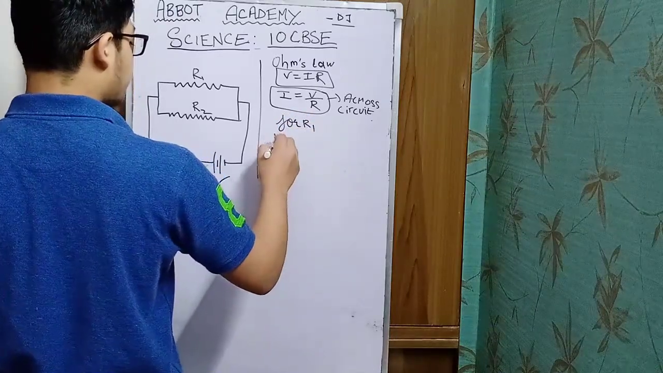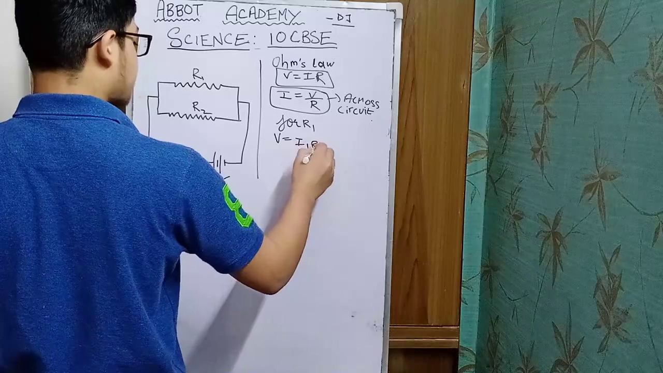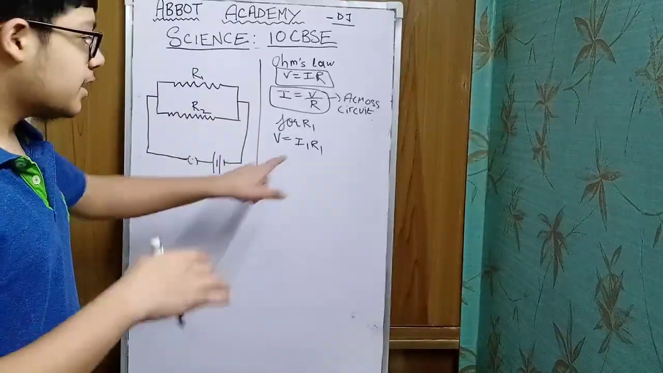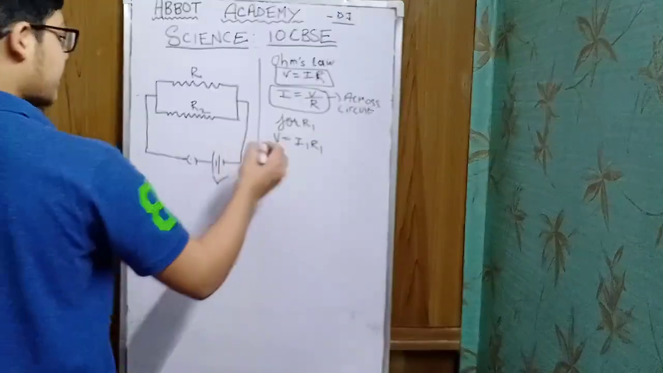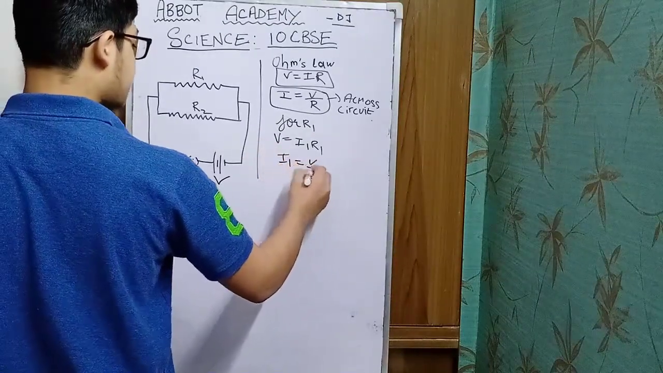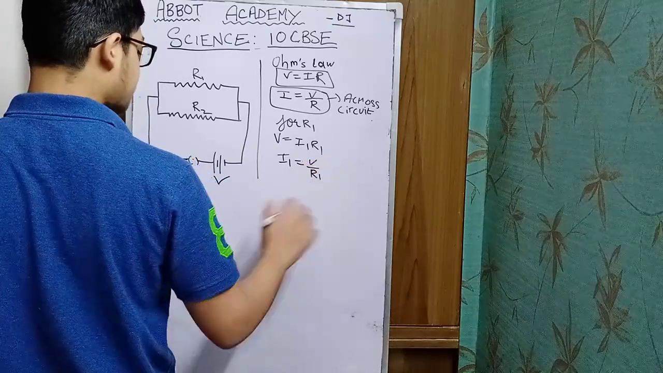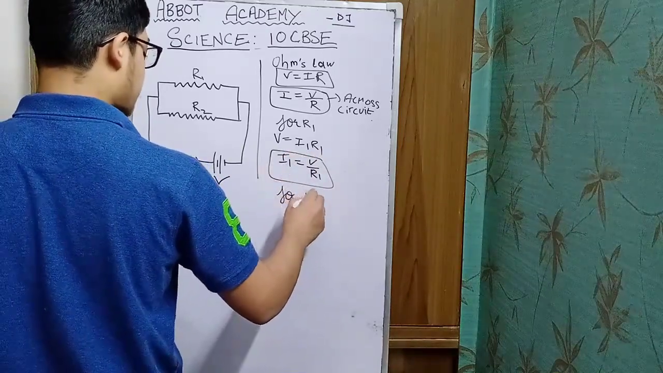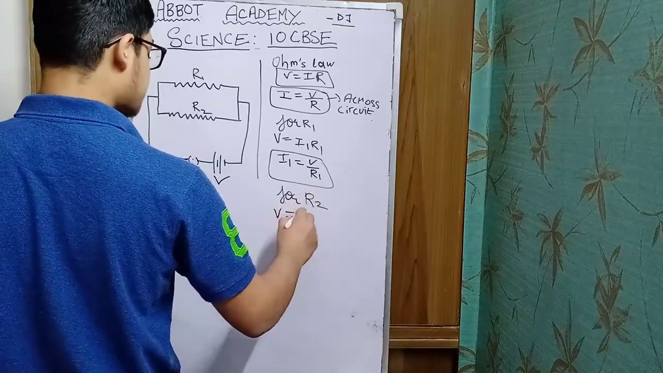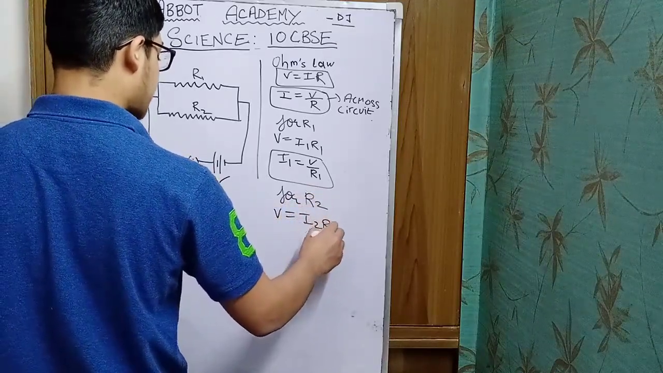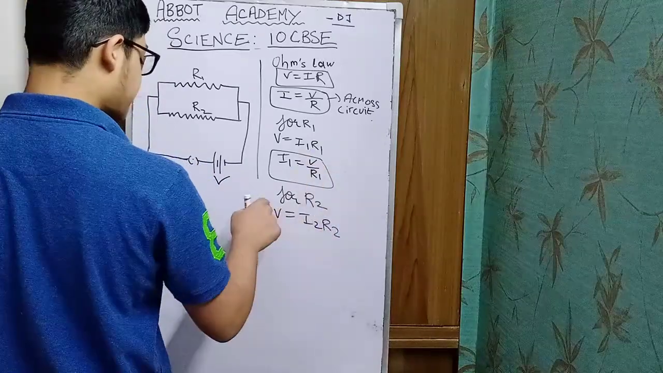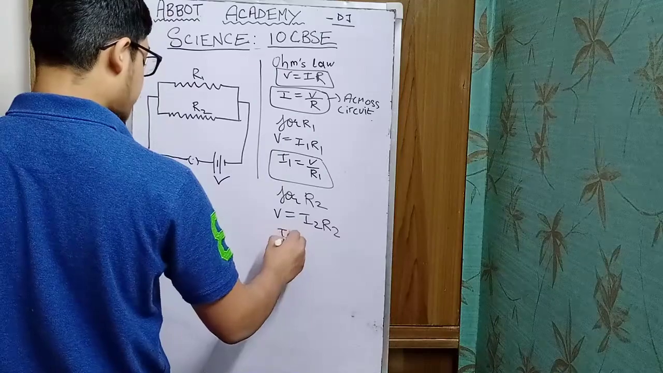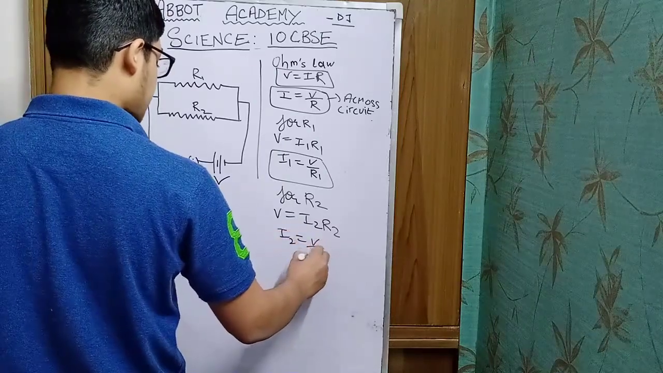Now let us find for R1. V is equal to I1 R1. The potential difference will be the same, but the current will be different. So here I can write I1 as V by R1. Now we will find for R2. Again V is equal to I2 R2. The current will be different only, but the potential difference will remain the same. So I can write I2 as V by R2.